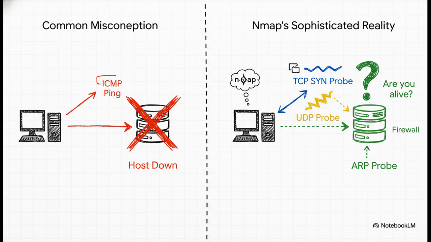This right here is the central myth we have to bust. When most of us say ping, we're thinking of that classic ICMP echo request. But Nmap is so much smarter than that. Its host discovery isn't just one action. It's a whole flexible system, a toolkit of different probes it uses to ask the network, hey, are you alive?